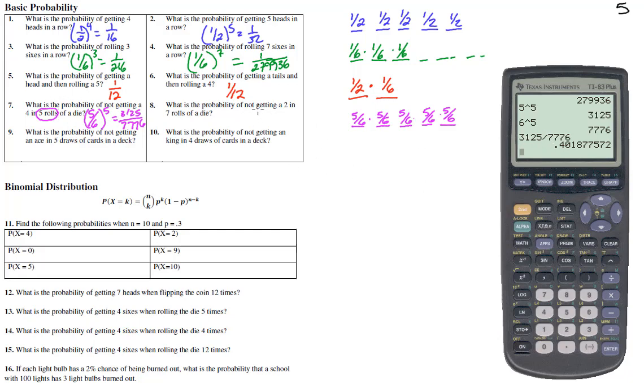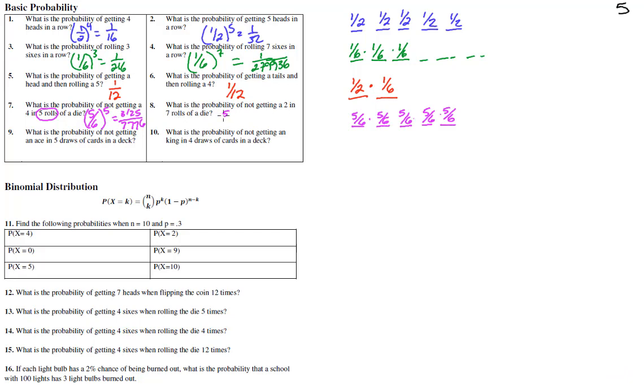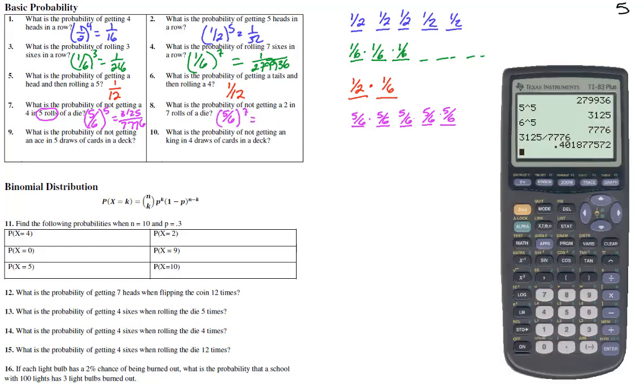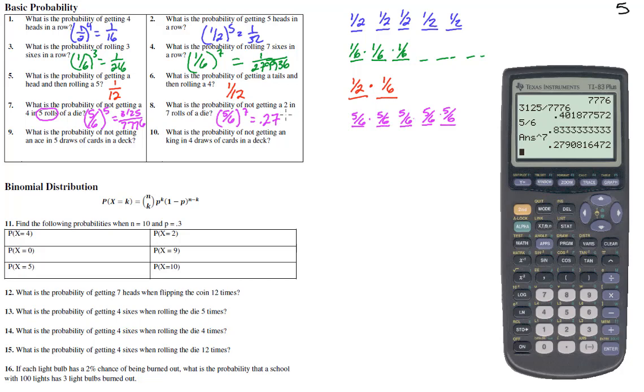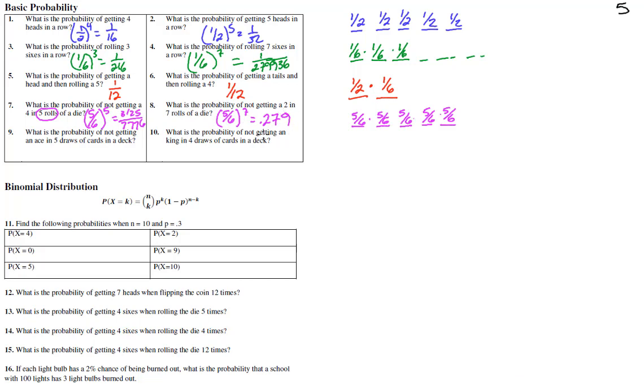Fascinating. Okay, not getting a 2 in 7 rolls of the die. That's going to be a very similar thing. 5/6. So not getting a 2 7 times in a row. Again, that's going to be 5/6 to the 7th power. Let's go straight to a decimal on this one. 5/6 and do all that to the 7th power. Roughly 0.279. We better put one more decimal so we round appropriately. So about 28% of the time you won't get a 2 in 7 rolls of the die.